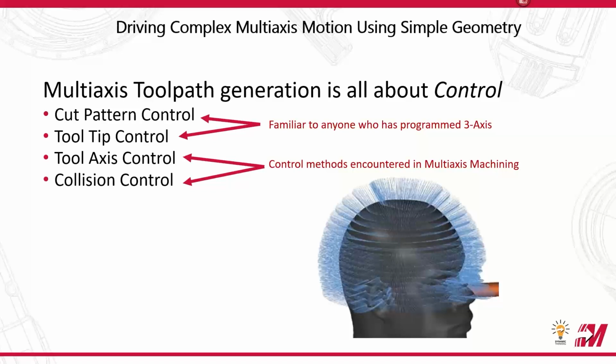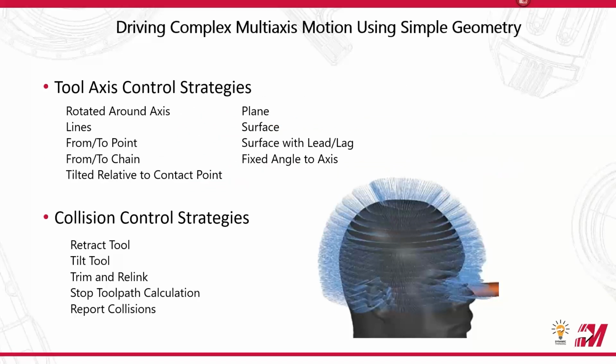With each of these control methods, we have a varied list of strategies that we could apply to the tool path. For tool axis control, controlling the actual pointing direction of the tool, we could stay normal to a surface or a plane. We could define specific angle offsets off an axis or a surface, or we could simplify things and go down to just lines, chains, or points, which we're going to talk about in this webinar specifically. These are the strategies that are going to create the actual toolpath motion, the initial motion on the part.